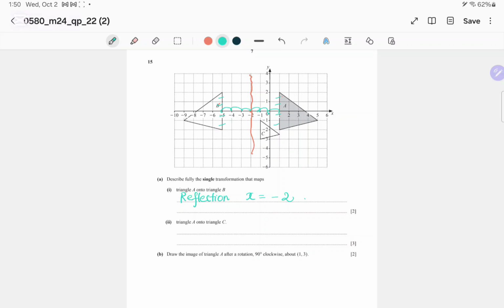The triangle A onto triangle C, which is reduced in size. Please be clear, A to C is reduced, not enlarged. Okay, it is reduced in size, so the scale factor will be reduced. Okay, check the scale factor. 1, 2, 3, 4. It is 1 and 2. Scale factor is reduced by 1 by 2.